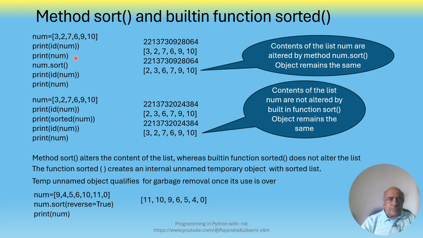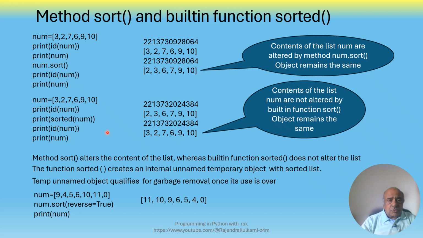Then when we take a print num, we get exactly what has been the contents of the num in the same order. Then num dot sort is now a method. What happens is the numbers get sorted from least to the highest value. Object remains the same, contents change.